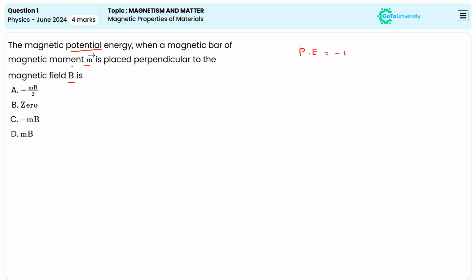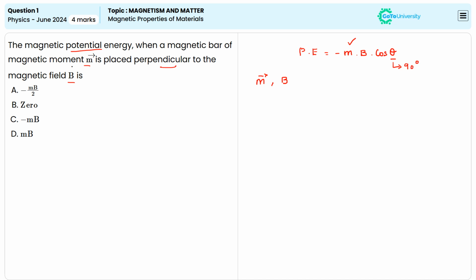is nothing but minus M dot B dot cos theta, where M represents the magnetic moment, which is given as M in the question, whereas B represents the magnetic field, which is given as B in the question. Theta represents the angle between the magnetic moment and the magnetic field, which is given as perpendicular in direction, which means it's equal to 90 degrees.